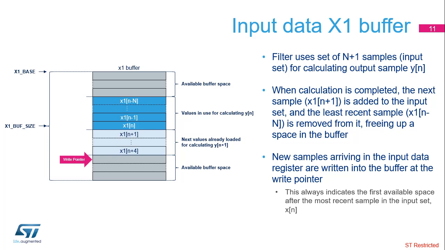This figure explains the X1 buffer operation. When the write pointer reaches the end of the buffer, it wraps back to the beginning. If available space in the buffer is less than the transfer size, the input buffer full flag is activated. If the top of the input set, XN, equals the write pointer, in other words, no new sample is available, the filter stalls until a new sample is available. The processor or DMA controller must ensure that the new sample, XN plus 1, is available in the buffer space when required. If not, the buffer is flagged as empty, which stalls the execution of the unit until a new sample is added. No underflow condition is signaled on the X1 buffer.